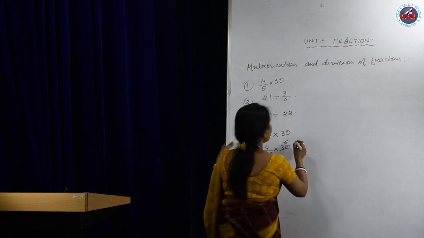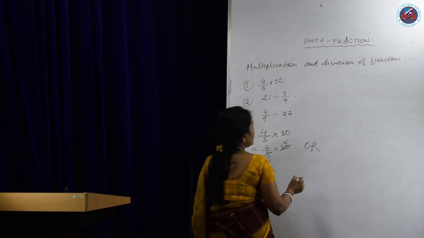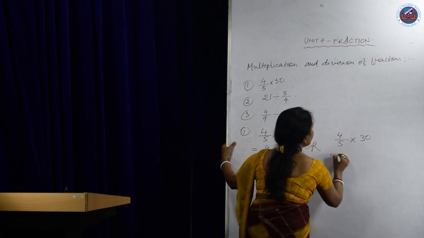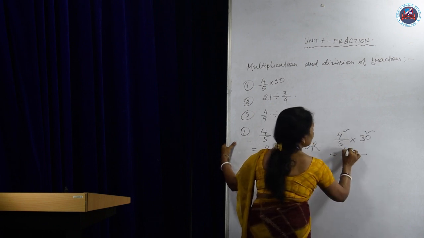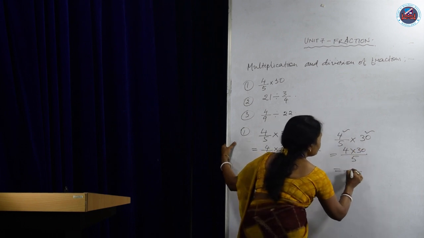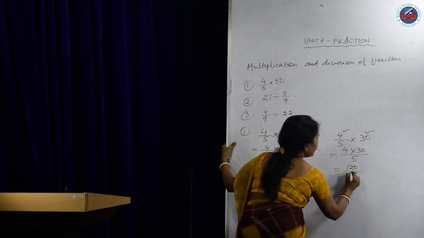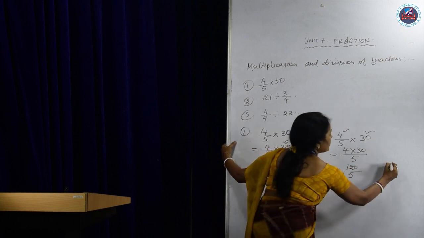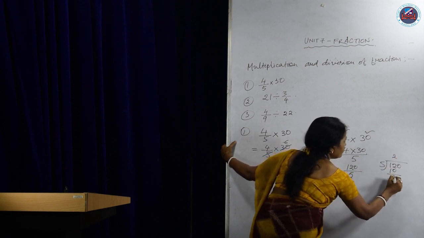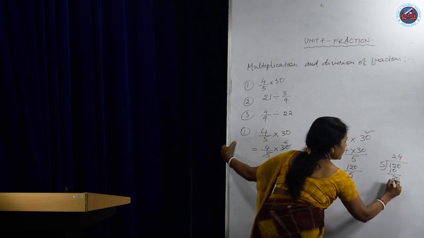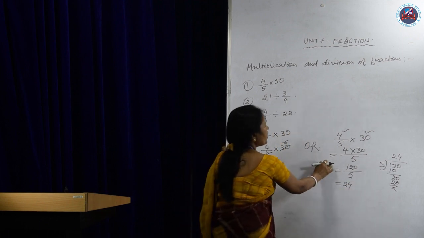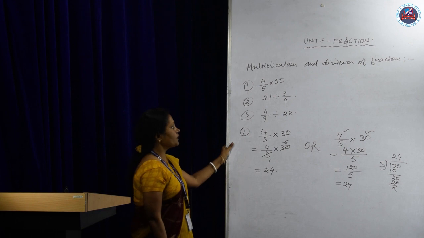And another way of doing it, there are many methods. One more is 4 by 5 into 30. What you can do, you can multiply the numerators, that is 4 into 30, then divide it by the denominator 5. 4 into 30 is 120, then you need to divide by 5. Divide 120 by 5. 5 twos are 10, 2 brings 0, 5 fours are 20. So your answer is 24. Out of these two methods, whichever is convenient for you, you can follow.